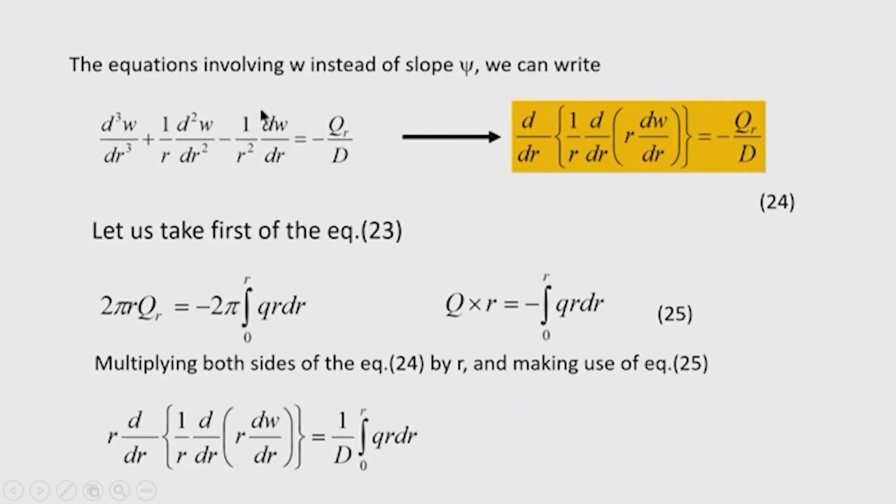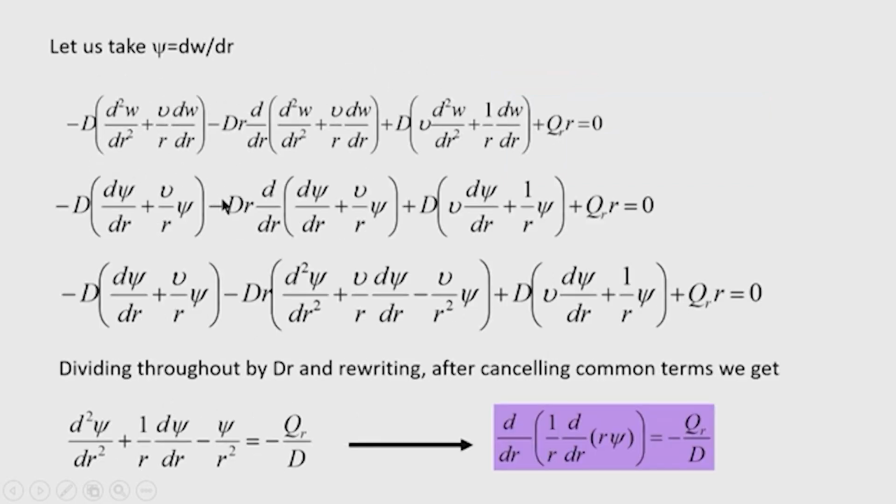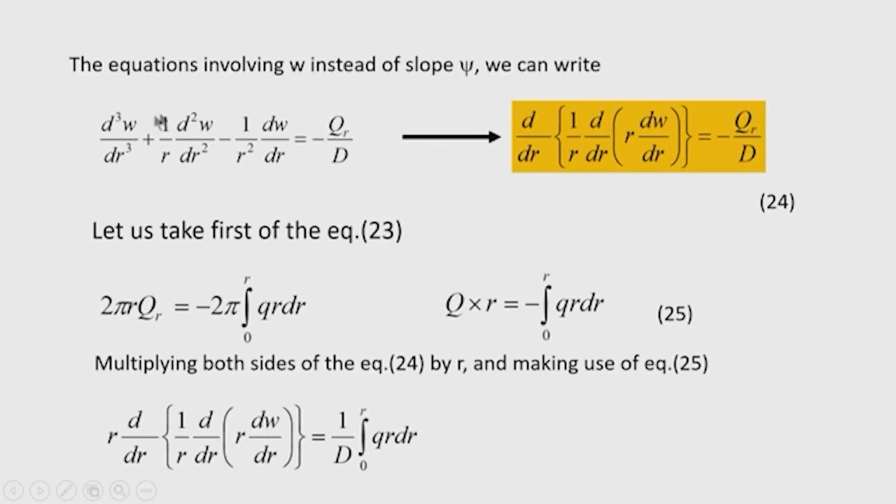The equation involving w instead of slope xi can also be written. You can see that the equation was a second order equation with slope, now it will be a third order equation. So, shear involves a third order derivative. So, it is coming. Physically we are getting that we are approaching in the right direction.